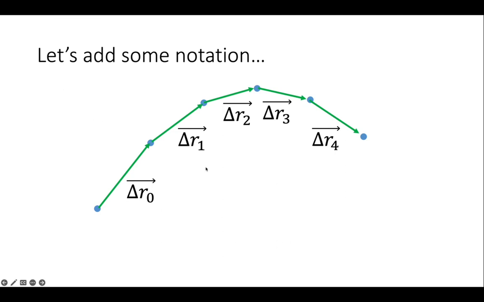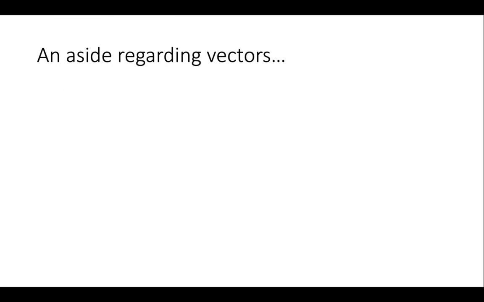Now, I want to think of these arrows not so much as displacements, but as average velocities. But in order to do that, I need to talk to you a little bit more about vectors. These displacements are vectors, and I have to make a connection between the concept of displacement as a vector and the concept of average velocity as a vector. So in order to do that, we need to talk just a little bit about vectors. So let's have an aside about vectors.